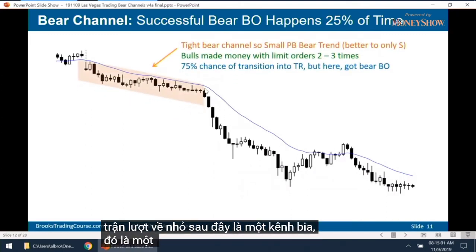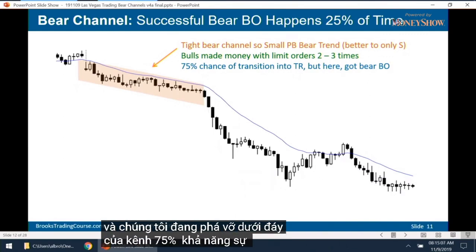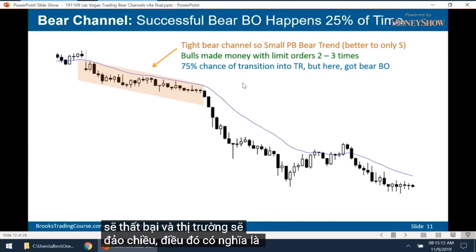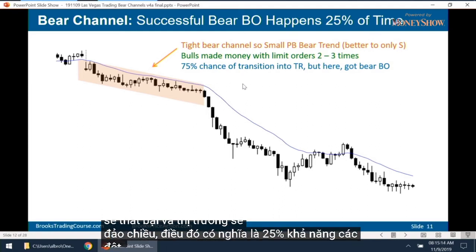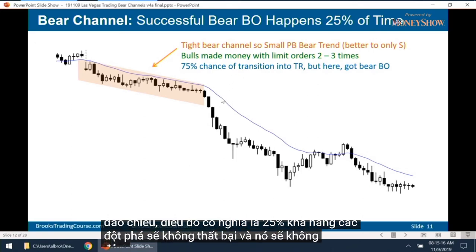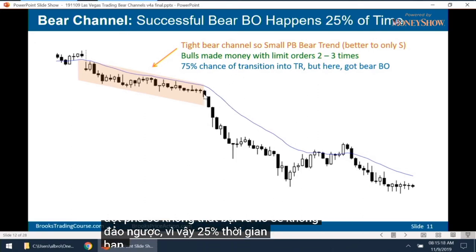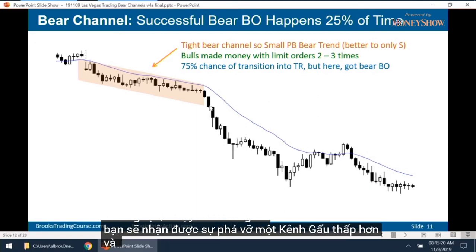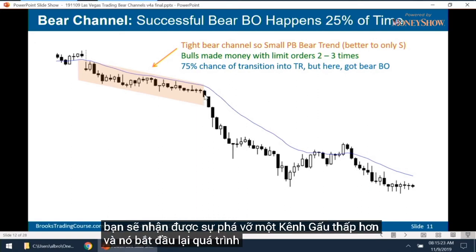Here's a bear channel. It's a small pullback bear trend, and we're breaking below the bottom of the channel. 75% chance the breakout's going to fail and the market's going to reverse up. That means 25% chance the breakout's not going to fail and it's not going to reverse up. So 25% of the time, you'll get a breakout below a bear channel and it begins the process over again.